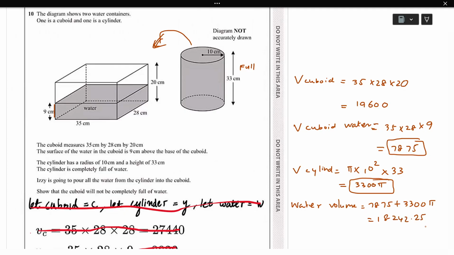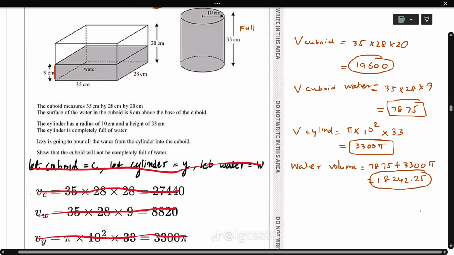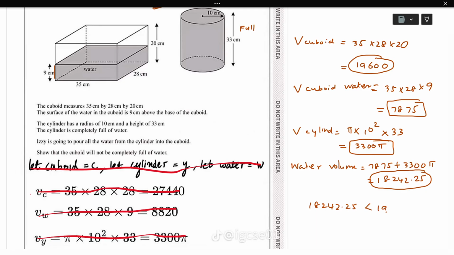The answer we get is 18242.25. So the capacity of the cuboid is 19600, but after all the water, we can fill only this much. 18242.25 is less than 19600. Therefore this cuboid is not full, there is still space to fill water. So we will write here that the cuboid is not full.